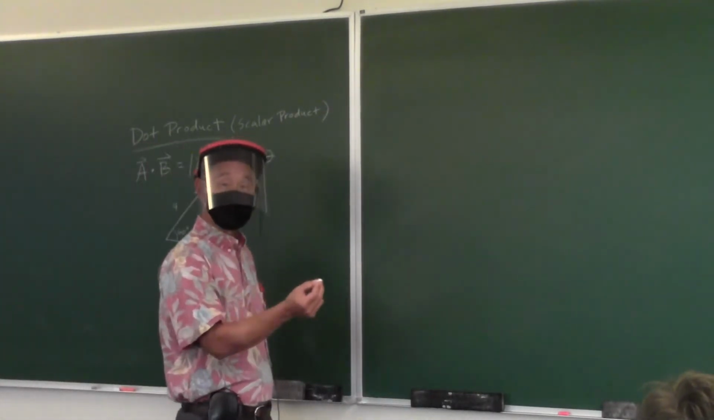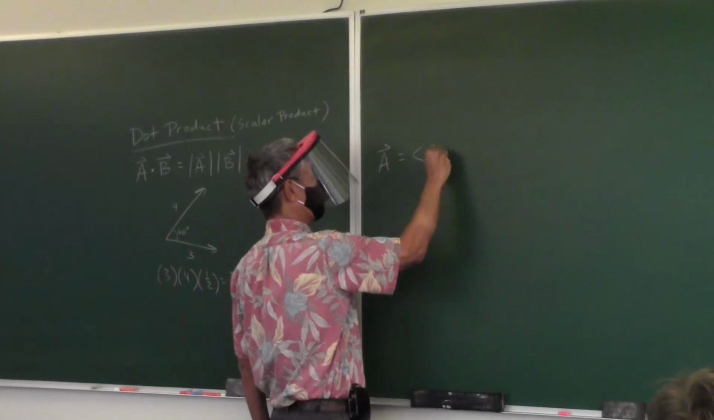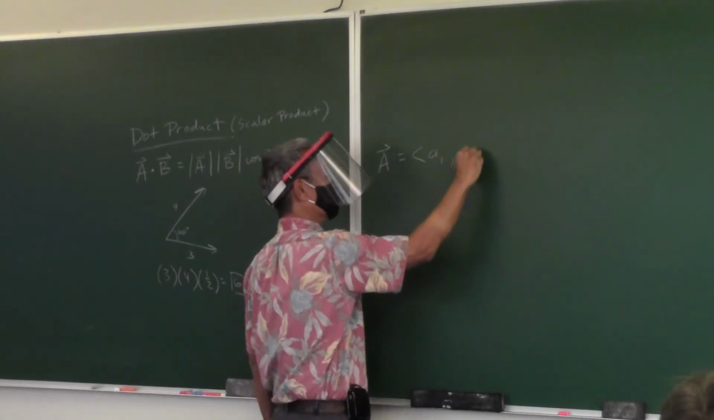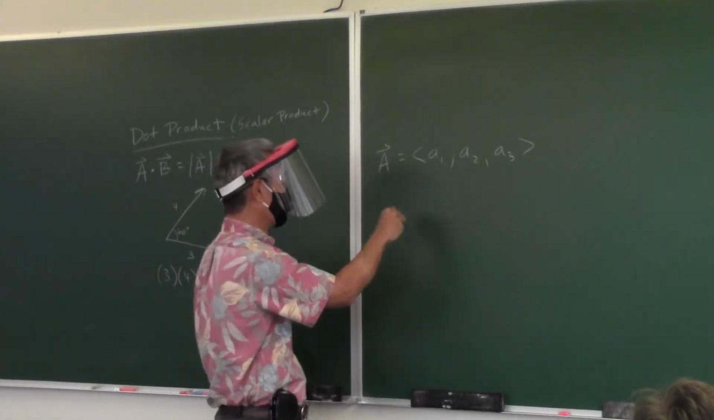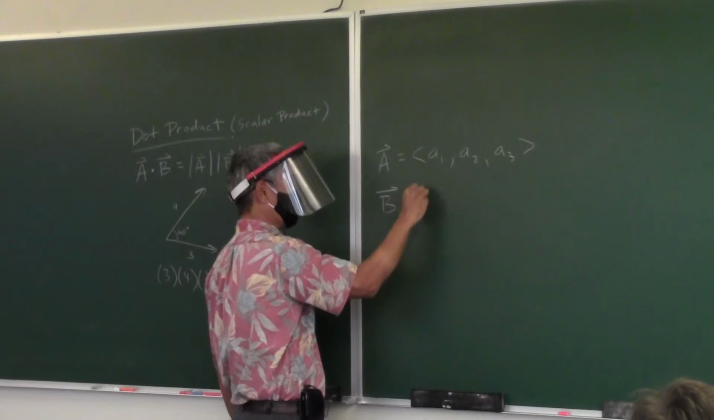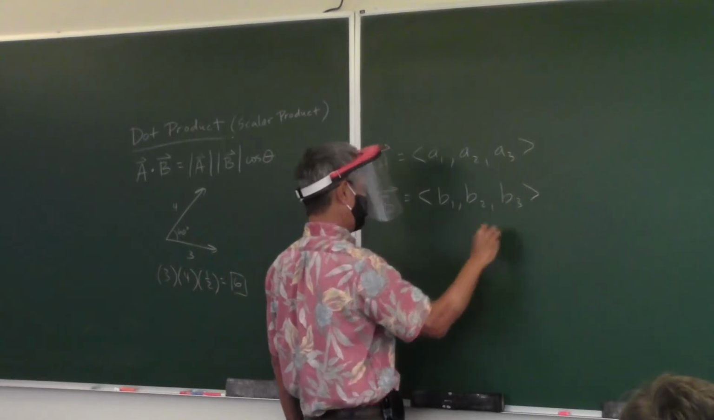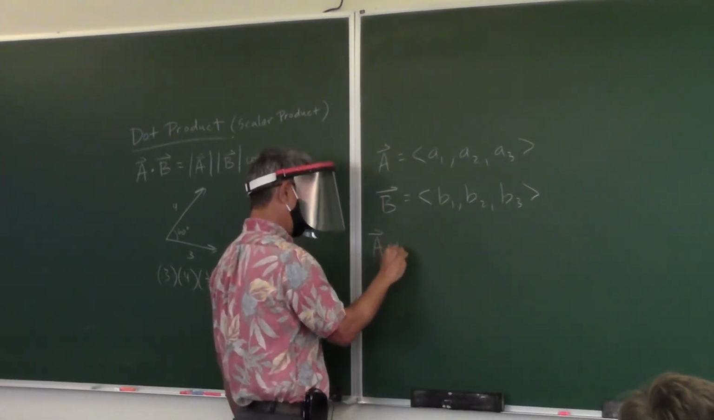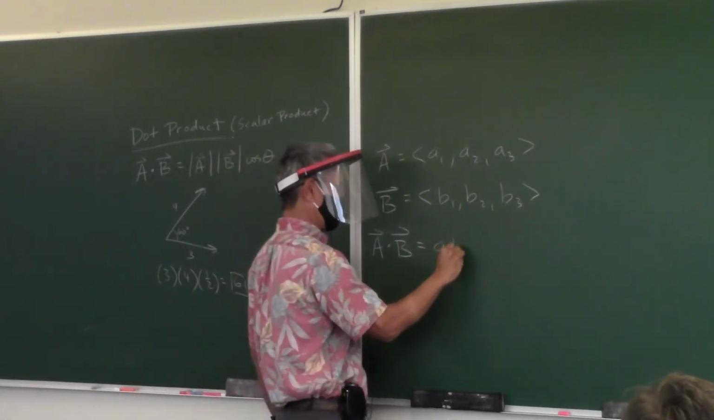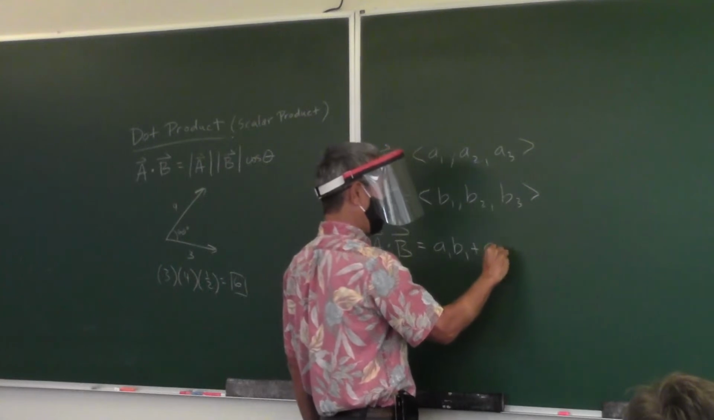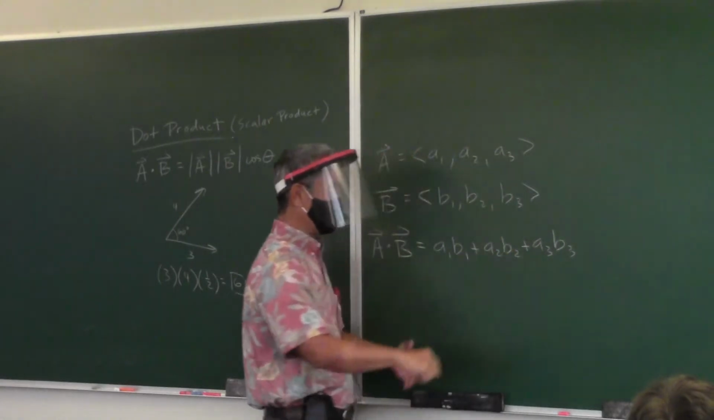So let's say two vectors are in component forms. Let's say vector A in component form is A1, A2, A3. So this is a 3-dimensional vector, right? X component, Y component, Z component. And vector B is also in component form, B1, B2, B3. To compute the dot product, all you have to do is multiply the two X components, multiply the two Y components, and multiply the two Z components, and then you add them up.